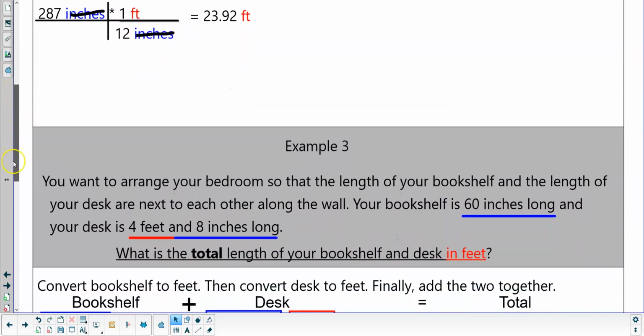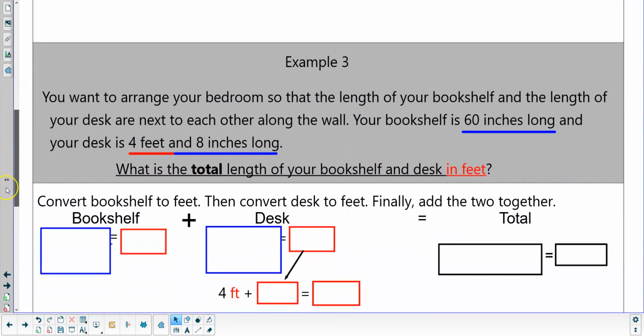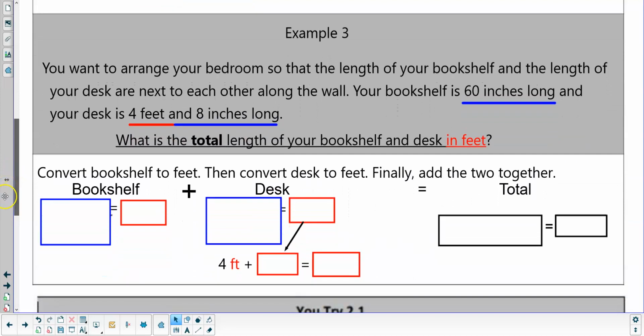Here's one that's a little bit more challenging. If you look at example 3, you have to arrange your bedroom so that the length of your bookshelf and the length of your desk are next to each other along the wall. So your bookshelf has a measurement that's 60 inches long, and your desk says that it's 4 feet and 8 inches long. So we want to find the total length of the bookshelf and the desk, but I want to measure them in feet.